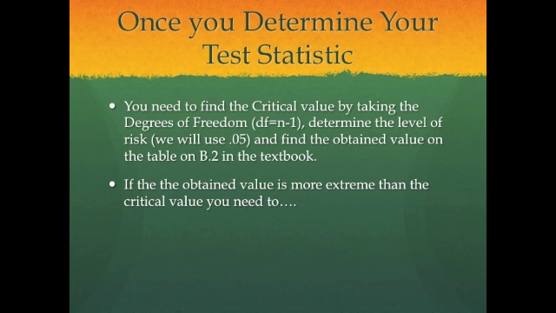So once we plug everything in, we would determine what our test statistic is. We will then need to find the critical value by taking the degrees of freedom, which in this case is n minus 1. We will determine the level of risk, so the arbitrary determination would be 0.05. And then we would find our obtained value that we used to find within the test statistic in the previous equation. We would look to find that on the table in Appendix B2 in the textbook.